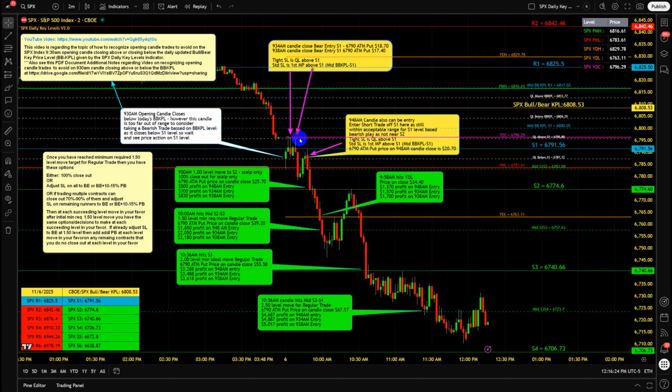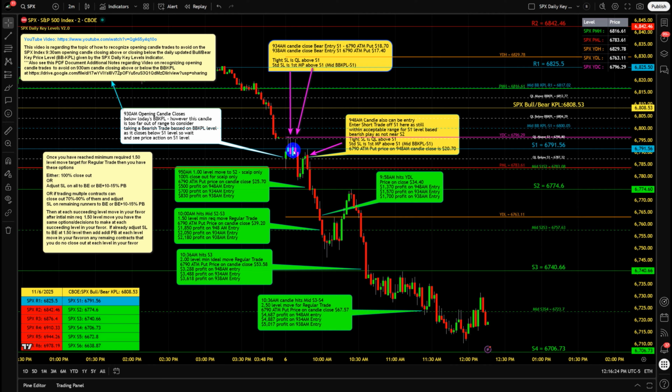There are always 3 different options of what strikes you can take for a trade taken off a particular main level. The main levels with this indicator are the bull bear key price level, the R1 through R6 levels, and the S1 through S6 levels. So you can take bullish or bearish trades off of any of these levels throughout the session, depending on if price action dictates a bullish or bearish trade off of one or more of those levels.